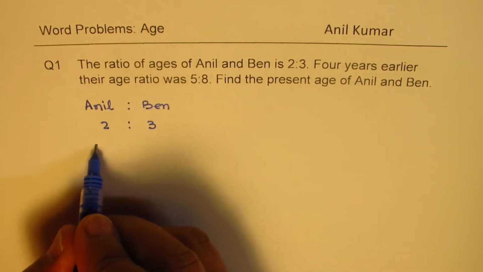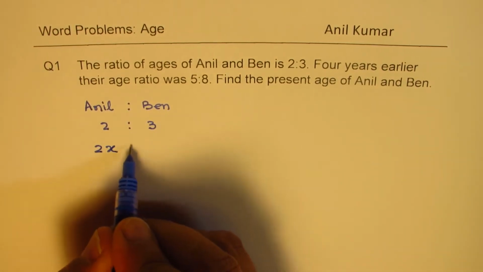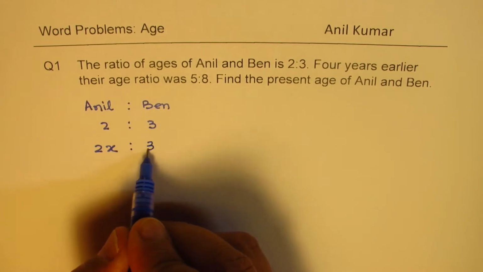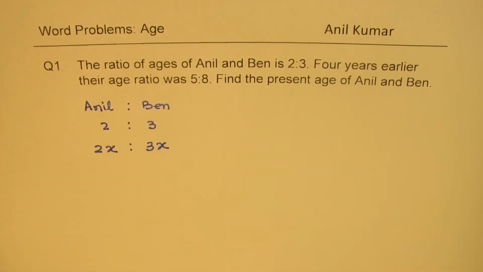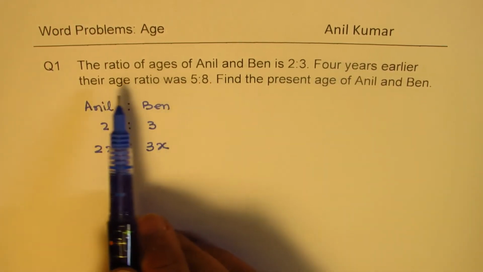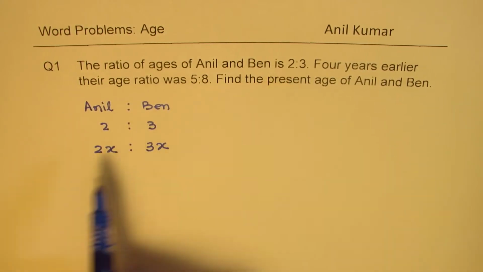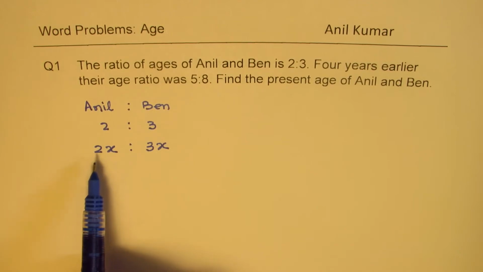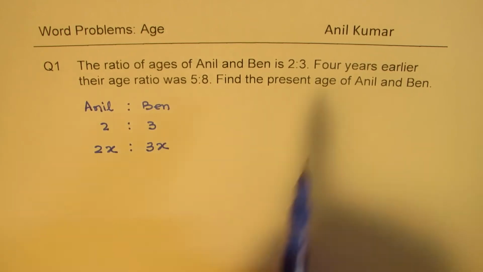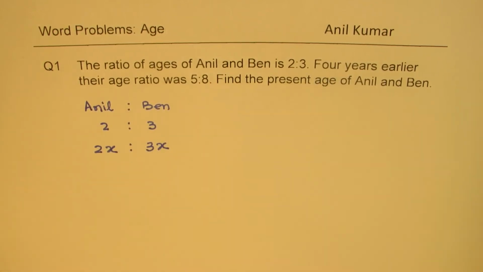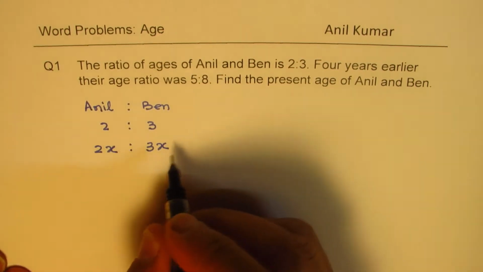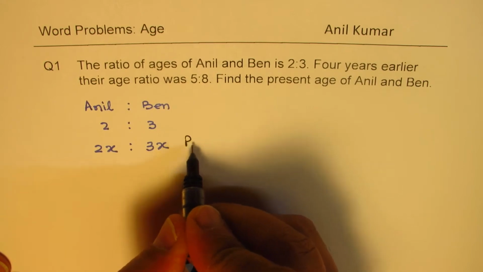So it could be 2 times some variable x. We don't know what exactly it is. And this is 3 times x. That's what it means. So whenever we write the ratio of ages of Anil and Ben is 2:3, that means their ages are 2x and 3x, right? Now the second statement here is 4 years earlier. So this is present age, right? We'll call this present.